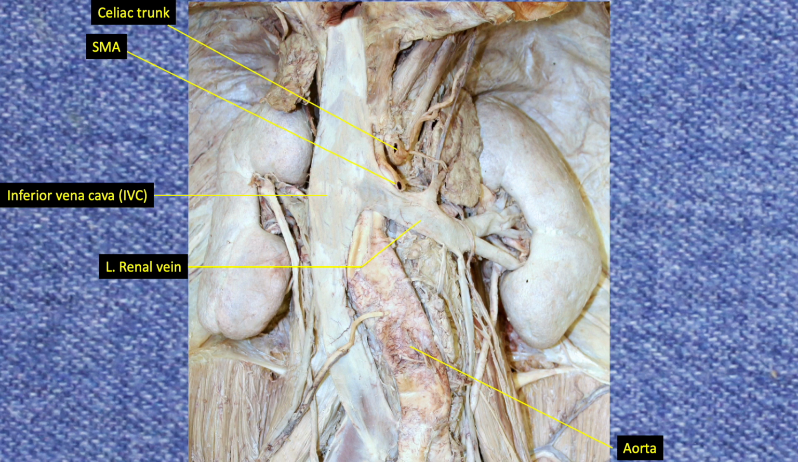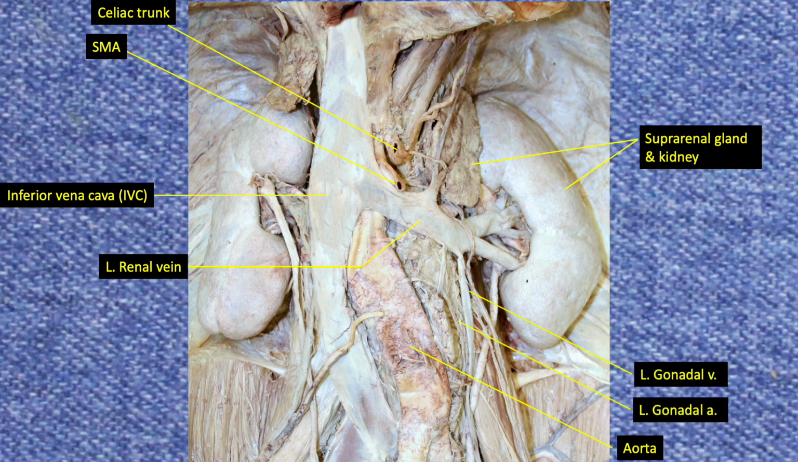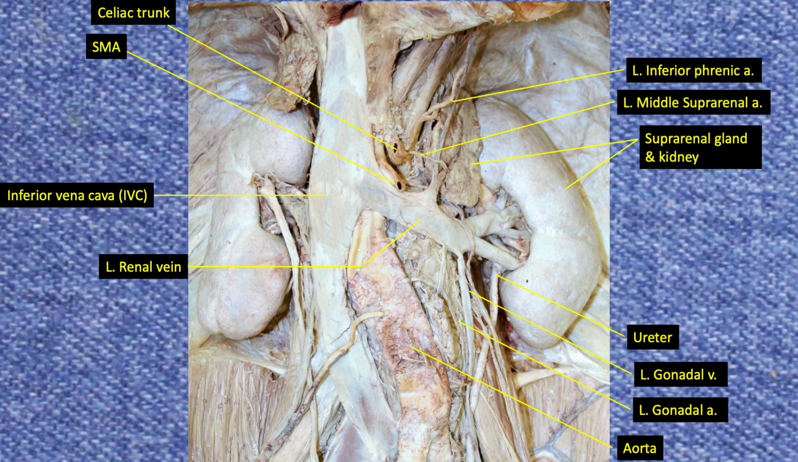And after what can seem to the students as a painstaking enterprise, we can identify the following after cleaning up the connective tissue in this area: the aorta, IVC, the left renal vein, the celiac trunk, and the SMA, the suprarenal gland and the kidney, the left gonadal artery, the left gonadal vein. We now see a new structure, the ureter. We can also again observe the left inferior phrenic artery and the left middle suprarenal artery and suprarenal vein.